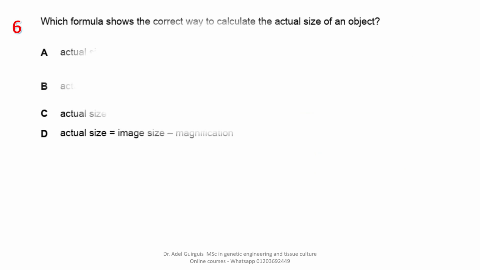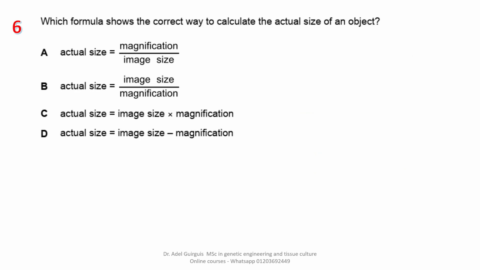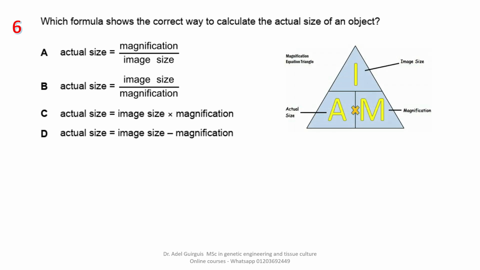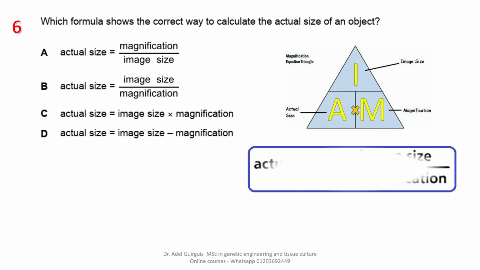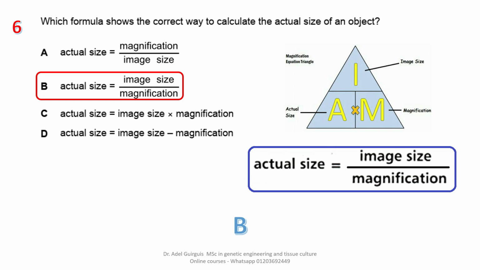Number 6. Which formula shows the correct way to calculate actual size of an object? When we deal with actual size, image size, magnification, we depend on this triangle IM, where we hide the letter A by your hand to find I over M. So actual size equals image size over magnification. So the answer is B.